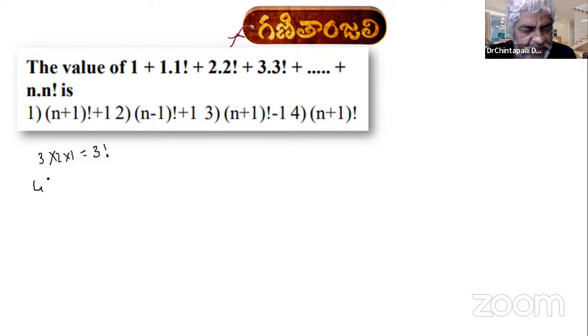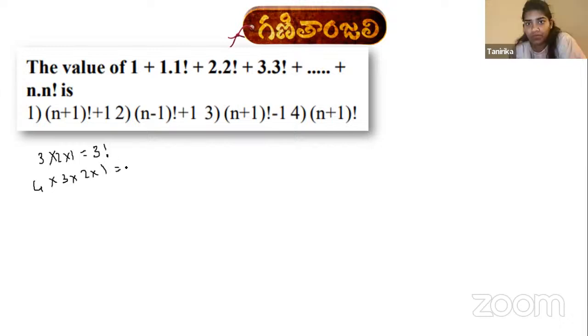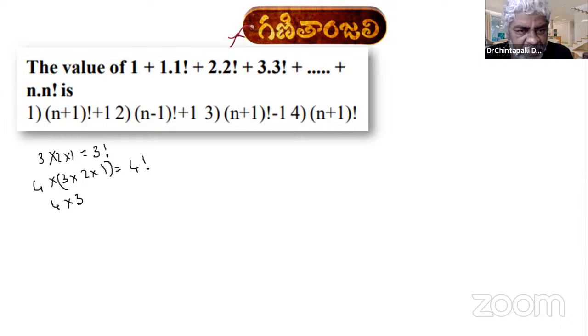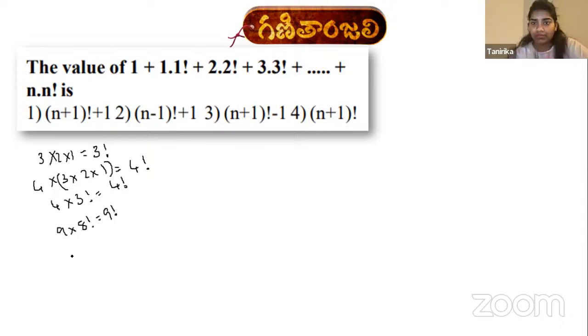Now, what is 4 times 3 times 2 times 1? 4 factorial, right? What about this part? 3 factorial. That means 4 times 3 factorial is equal to 4 factorial. Agree? Yes. 9 times 8 factorial? 9 factorial. 24 times 23 factorial? 24 factorial. Right.